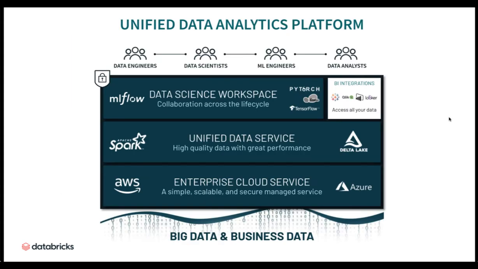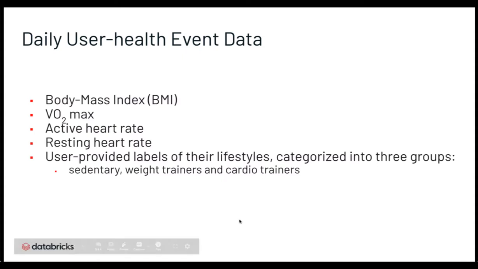Working as a data scientist, you will have access to daily event data coming in from existing Movio trackers. This data would be made available to you on the Databricks Unified Data Analytics platform via Apache Spark and Delta Lake. Throughout the series, we will be using the Databricks Data Science Workspace to develop a machine learning model to classify new users. We have access to daily user health event data, including body mass index, maximum VO2, active heart rate, resting heart rate, and user-provided labels of their lifestyles.